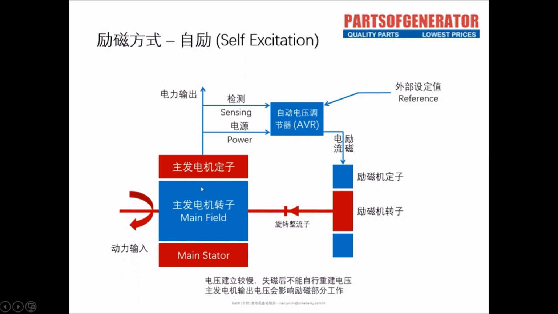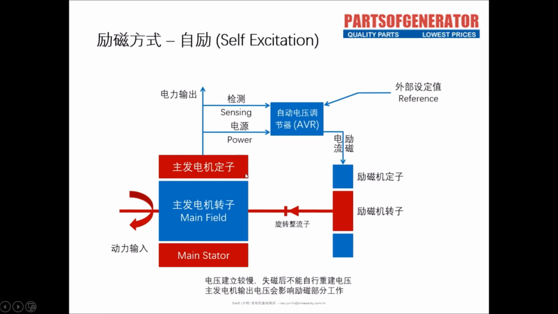Another disadvantage is the main rotor of our generator. In fact, when our generator establishes the voltage, it needs to rely on the residual magnetism in the main rotor.